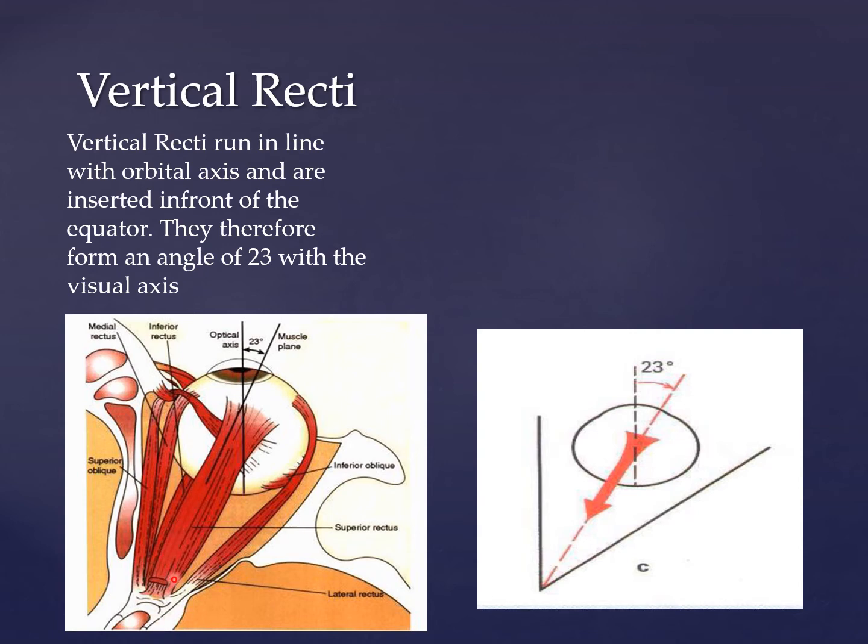It is coming from the back of the orbit and it is inserted in the superior portion of the eyeball in front of the limbus. So it makes an angular attachment. Both superior and inferior recti form an angle of 23 degrees with the axis of the eyeball. This is the axis of the eyeball and this is the axis of the muscle, as it is the axis of the orbit. So this is the line of muscle. And here when they both intersect, they make an angle of 23 degrees.